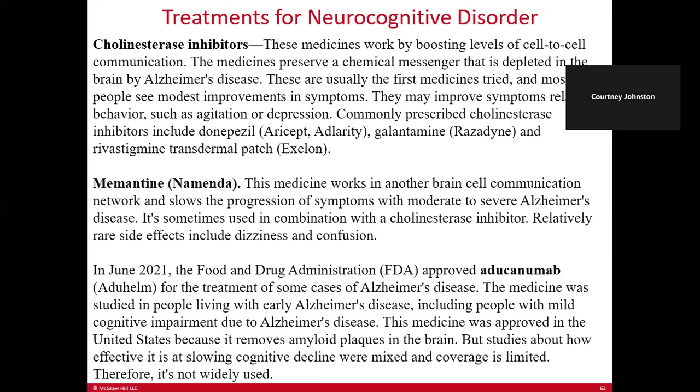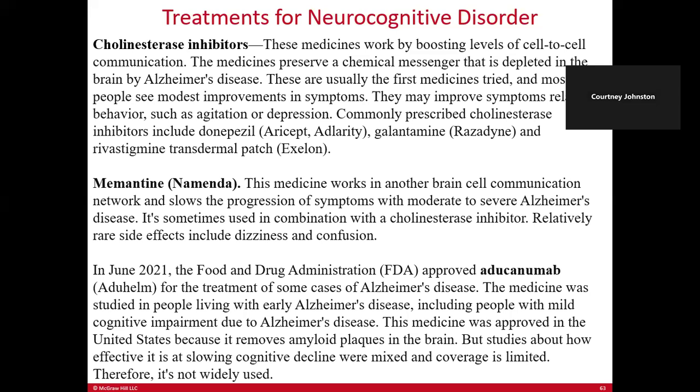So, some treatments for neurocognitive disorder. We have cholinesterase inhibitors. These can work by boosting levels of cell-to-cell communication. Again, they're going to preserve a chemical messenger that's depleted in the brain. These are usually the first medicines tried, and most people see moderate improvements, because we're increasing the communicative abilities of the cells. It might improve symptoms related to behavior, like agitation and depression.